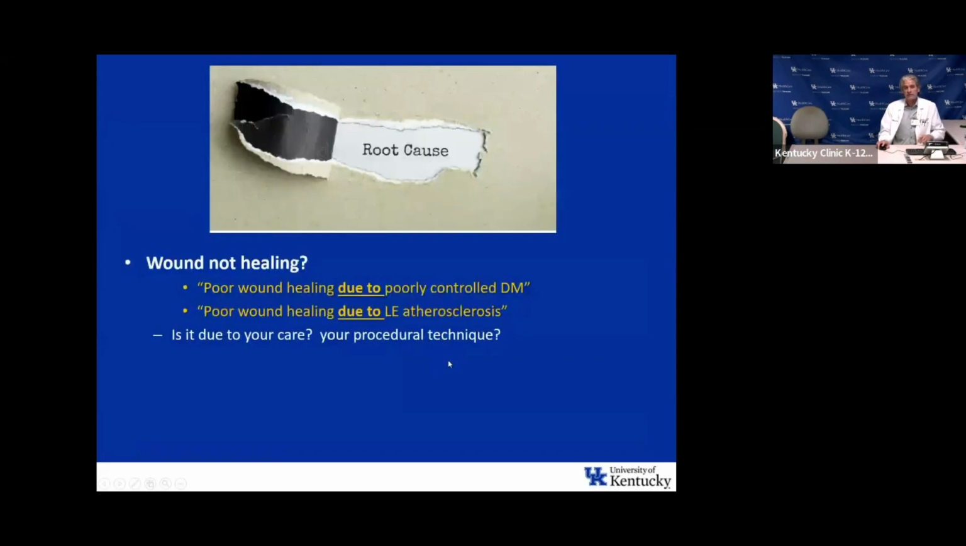Get to the root cause of problems. If your wound is not healing, what's it due to? Right? Atherosclerosis, poorly controlled diabetes, whatever it may be. And then set up a plan to treat both of those. If not, it's your care, it's your technique. It's a hospital acquired problem if it's not due to one of their comorbidities.